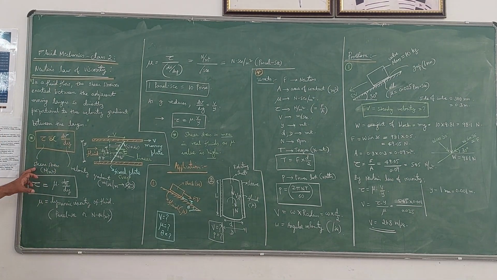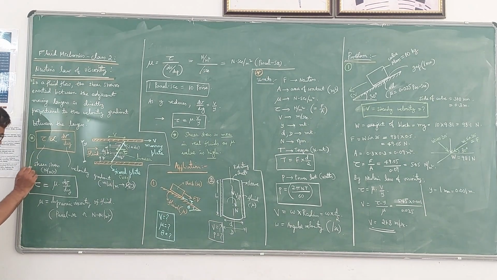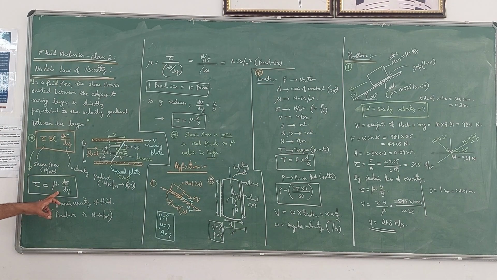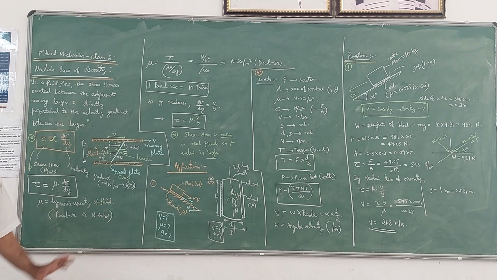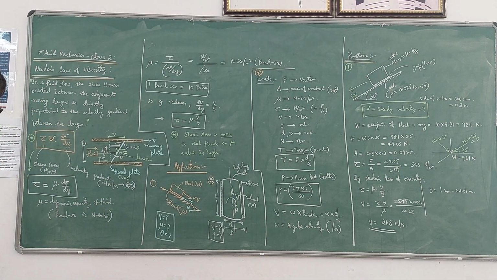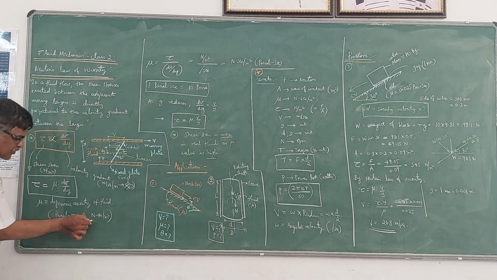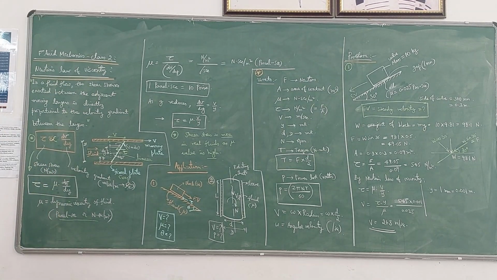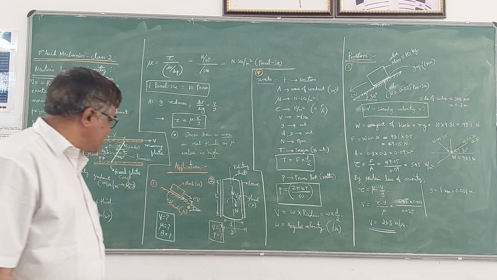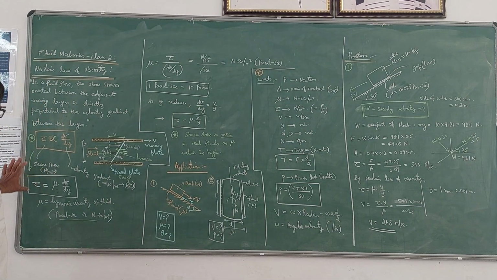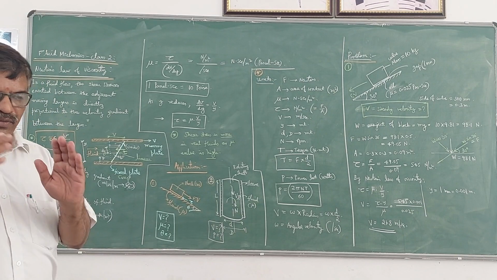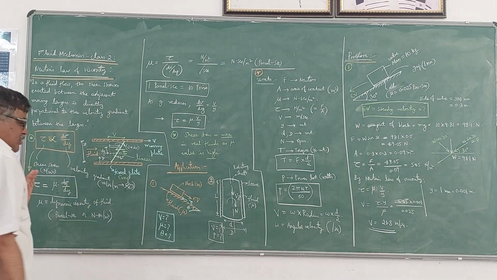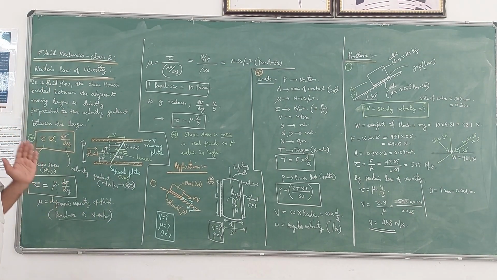This can be expressed as an equation by introducing a constant called mu. So tau is equal to mu into dv by dy, where mu is called the dynamic viscosity of the fluid flowing in between the plates. The dynamic viscosity is expressed in Pascal second or Newton second per meter square in SI units. Now, tau is equal to mu into dv by dy is called Newton's law of viscosity. Newton proved this by conducting experiments.